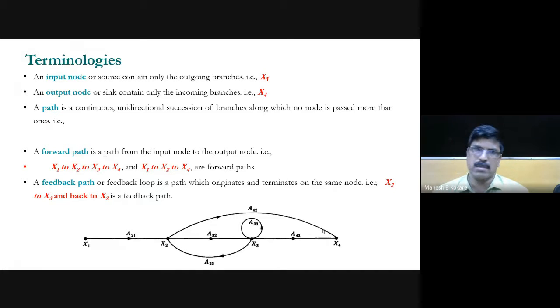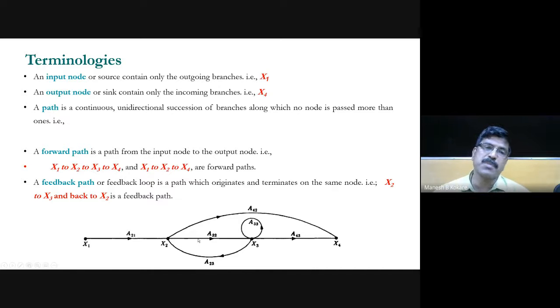Now, forward path means the signal is traveling from input to output, right? So a forward path is a path from the input node to the output node. Which path is there? The signal is traveling from x1 to x2, x2 to x3, x3 to x4. So this is one forward path. Another forward path is that the signal is coming from x1 to x2 and then directly to x4. So these two paths are called the forward paths.